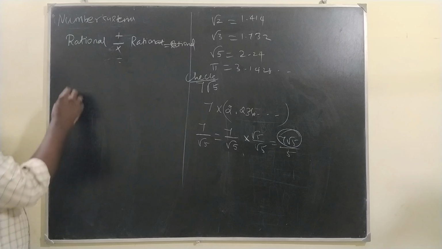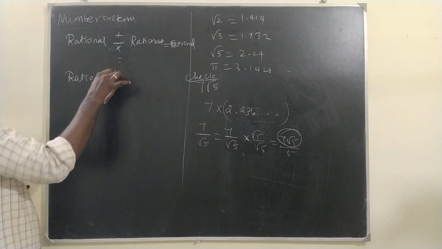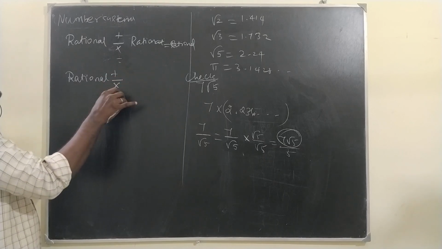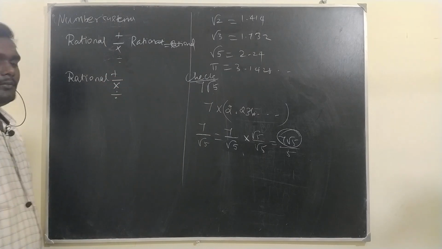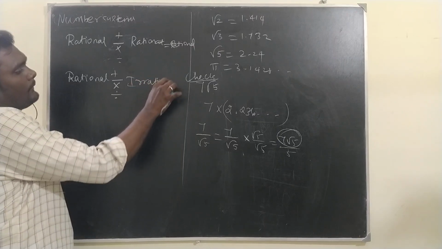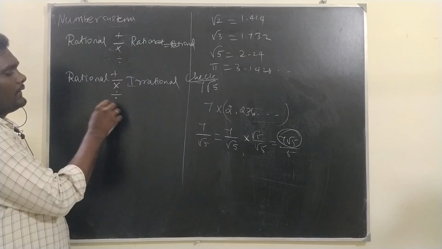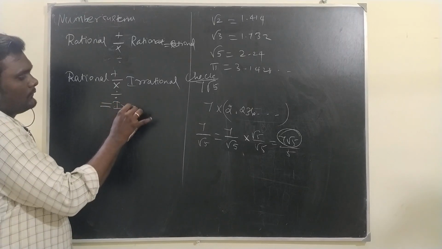And rational added, subtracted, multiplied or divided with irrational is what? Always irrational.